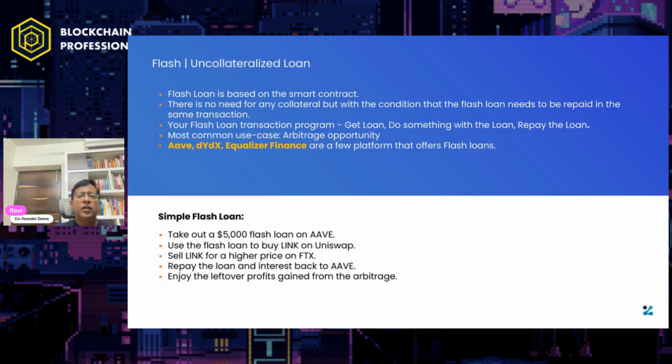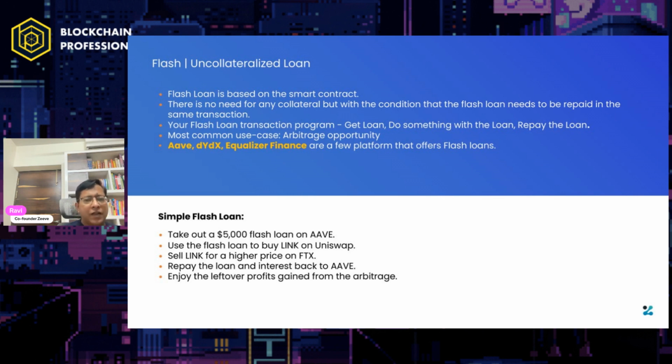So if you are able to take a loan, hold it for some time, do some set of transactions with that loan, and then repay the loan in the same set of transactions, in one single transaction from the smart contract perspective, then you can actually take such a loan. That is what a flash loan is. Today we see Aave, dYdX, and quite a few other platforms supporting flash loans.